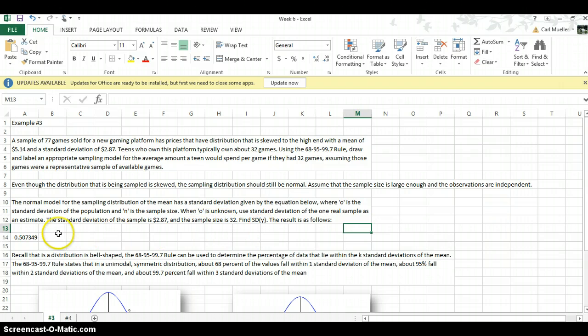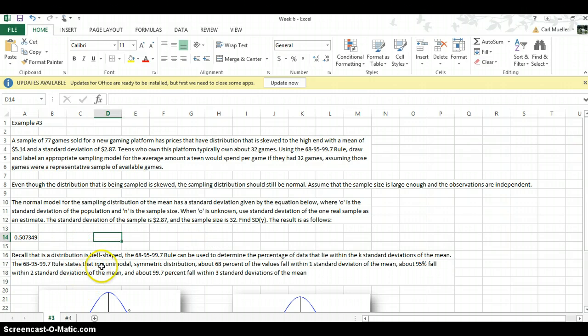So, a quick Excel calculation. You can see up here, just as we were explaining, 2.87, the standard deviation, sigma, divided by the square root of 32, where 32 is our sample size, gives 0.57.